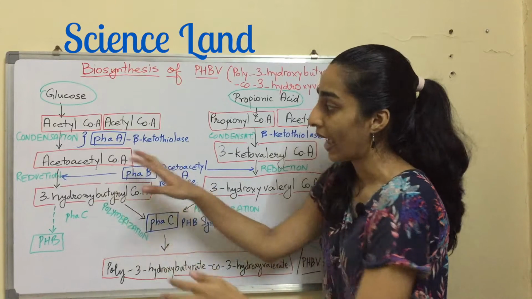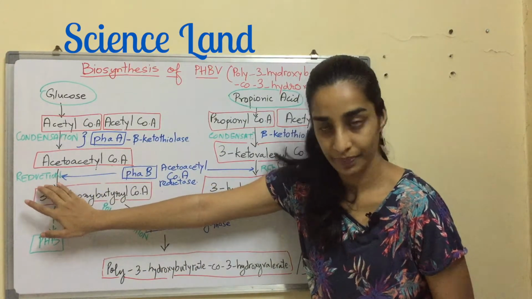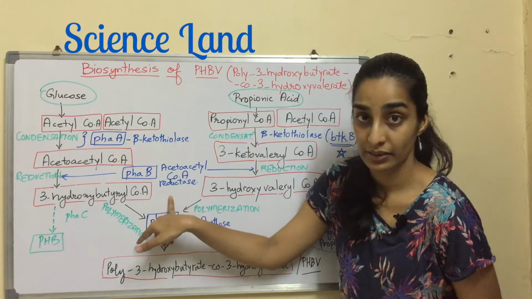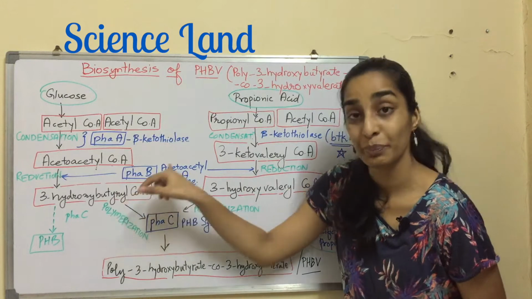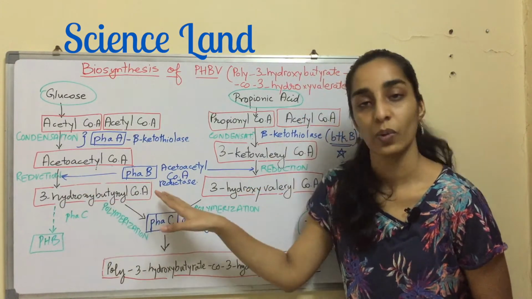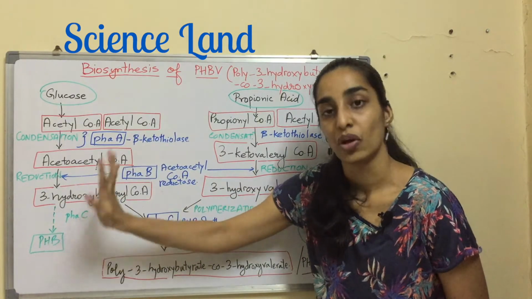Now this acetoacetyl coenzyme A will be reduced by the enzyme called acetoacetyl coenzyme A reductase. It is also known as PHAB, and it will produce 3-hydroxybutyryl coenzyme A. Okay. Here we will put this compound on hold.